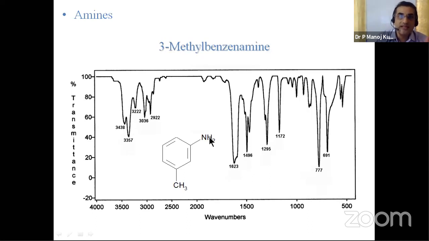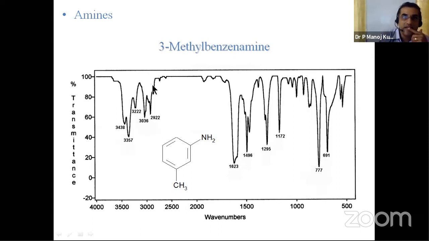Previously we had seen this amine NH2 group, and in the case of an amide also we had seen. Here also nitrogen is bonded to 2 hydrogens. So what you will get? You will get coupled vibration over here, so you will be getting asymmetric and symmetric. You are getting 2 peaks, 3438 and 3357. 3438 represents what? Asymmetric. 3357 represents what? The symmetric one.